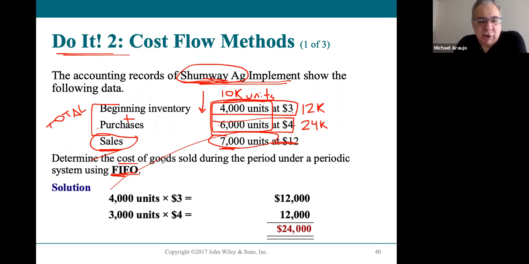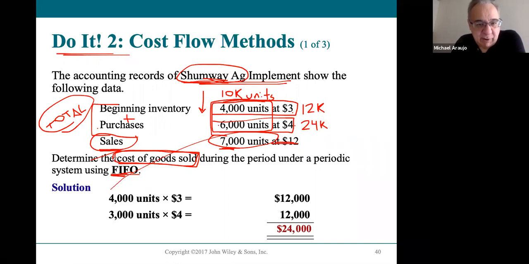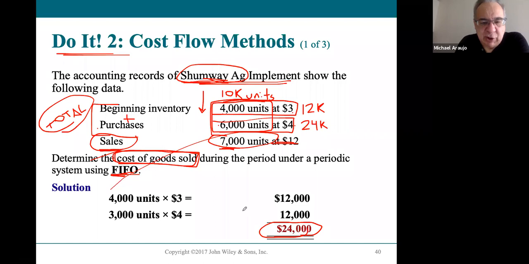So the cost of goods sold, and there are 2 things that your book can ask you. What's the cost of goods sold is one of them. The other is what's your ending inventory? Because again, the total can only be broken into 2 pieces, ending inventory and cost of goods sold. Here they're asking you for cost of goods sold, but they could easily ask you for inventory. So just remember to read what they're asking you. In this case, for FIFO, the cost of goods sold for Shumway would have been $24,000.